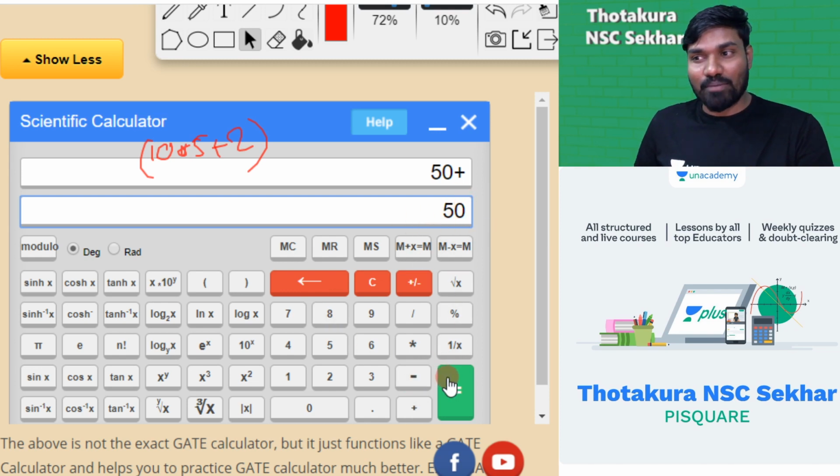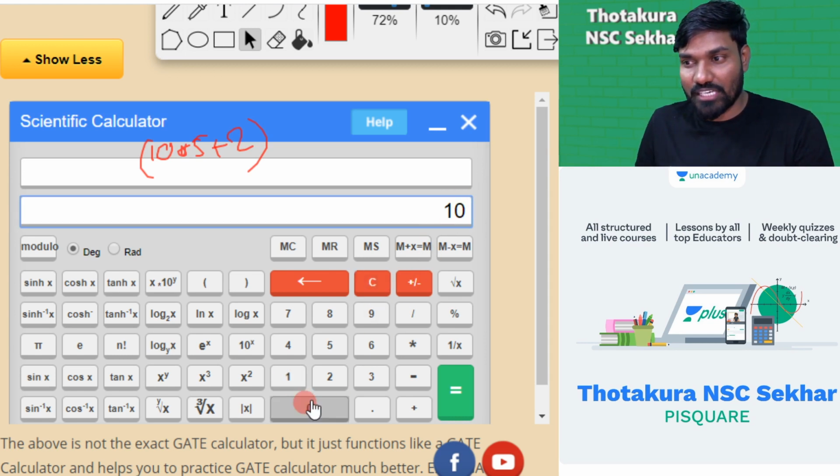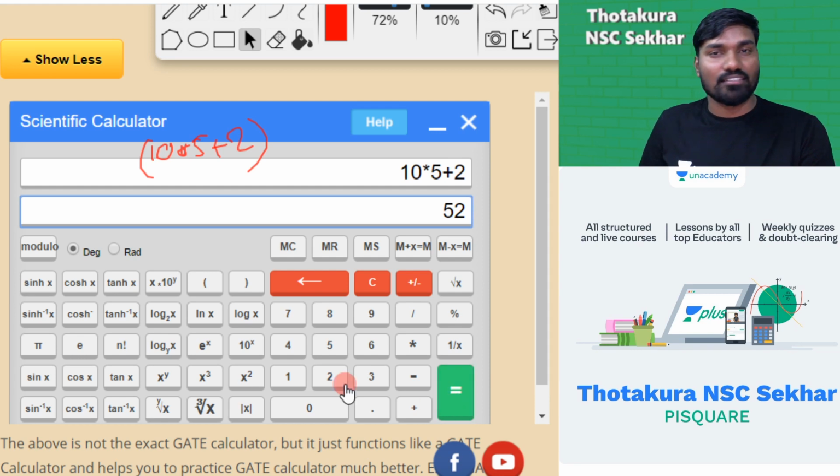So now if I press equal to, what has happened? This 50, whatever was there, it has taken inside, because it is taking this as data, what you entered. So what you should do is 10 into 2 plus, so 10 into 5, 10 into 5 plus 2, enter 2, equal to. That's it, this is the answer.